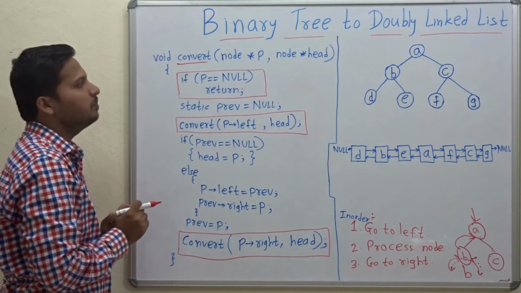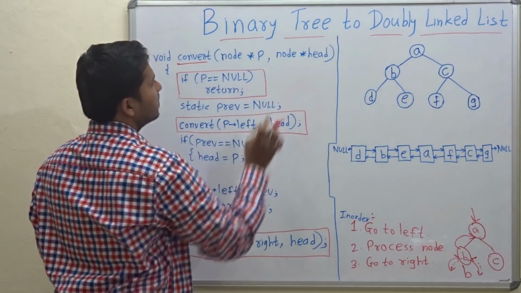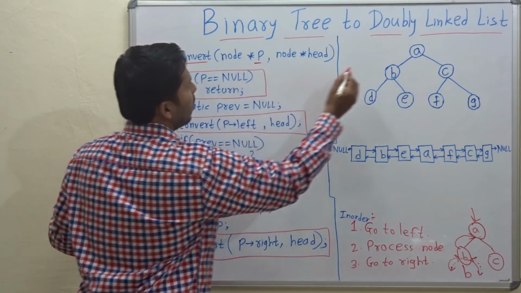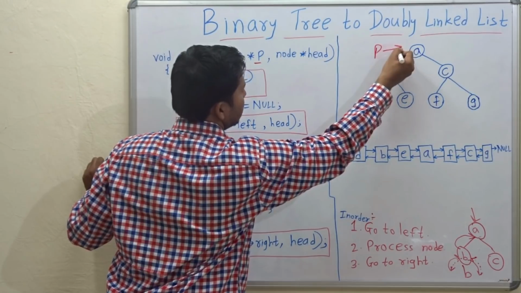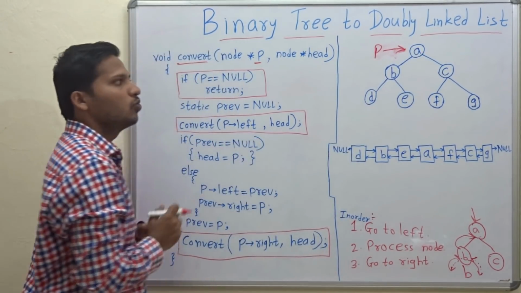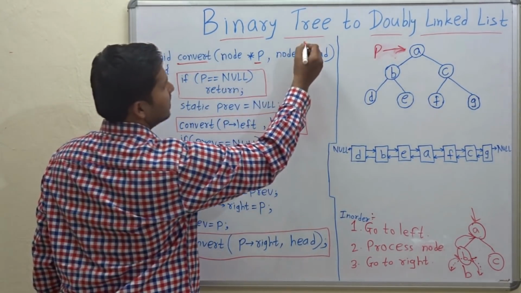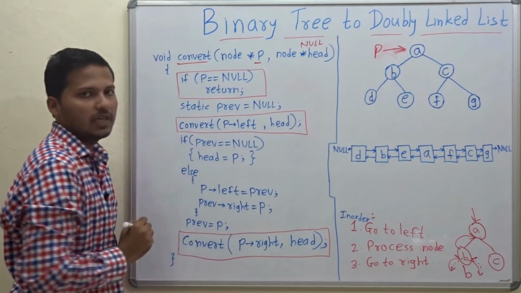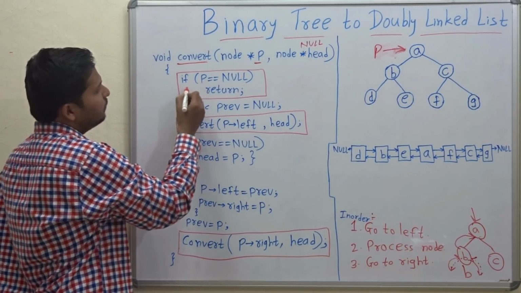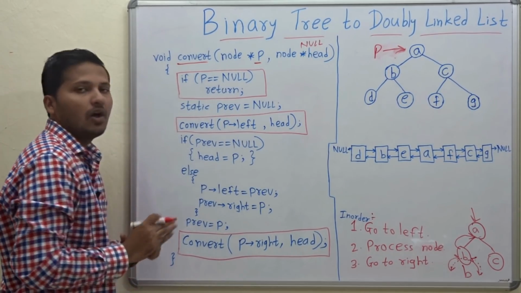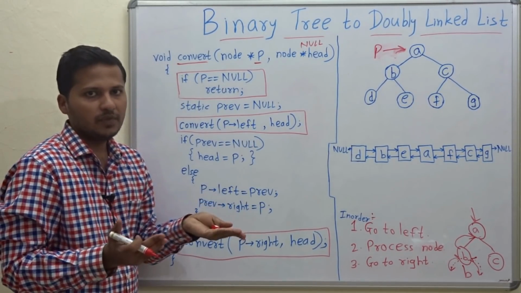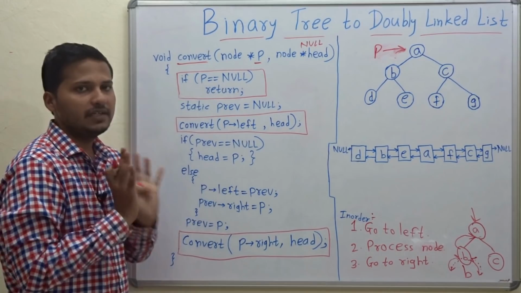Okay, so now let's see. Convert is the function name and p and head are the 2 parameters passed to this function. Initially p points to the root of the tree, that is A is the root, and head is null initially. So let's go inside the code. Now if p equals null, return. Obviously if p is null, that means the tree is not present, so we return.